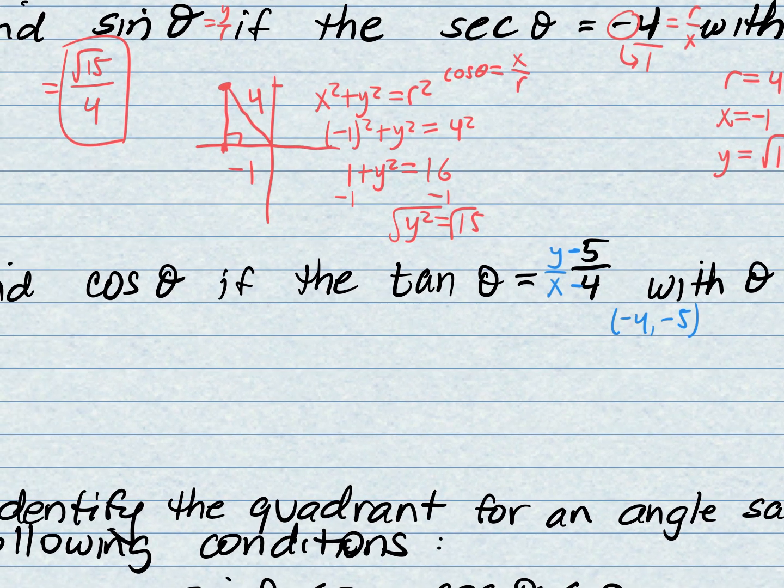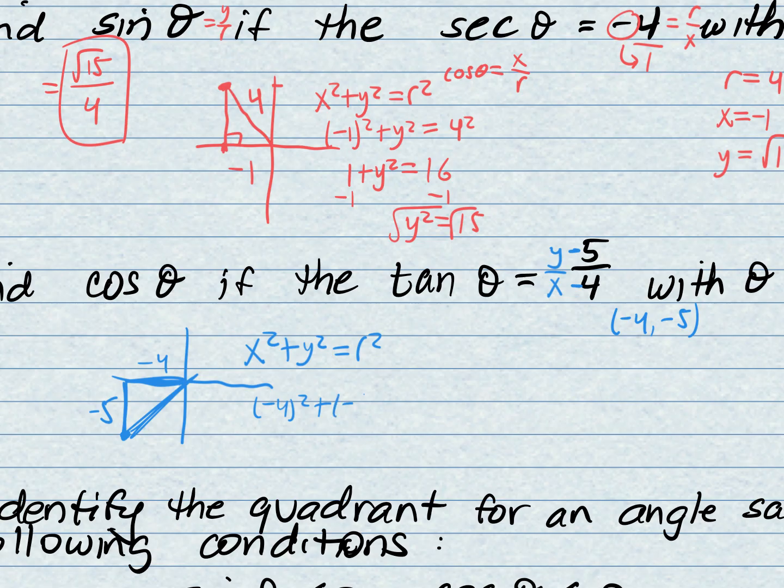And with that information, I want to find cosine. All right, so I can draw this. I know it's going to be somewhere in the third quadrant right there. My y value is going to be negative 5. My x value is going to be negative 4. I don't know what the hypotenuse, my r value, is going to be, but we can use the Pythagorean theorem. X squared plus y squared equals r squared. So x squared is negative 4 squared, y squared is negative 5 squared, and that's going to get you 16 plus 25, and that's 41. Then to get r, we square root both sides, so my r value is the square root of 41.